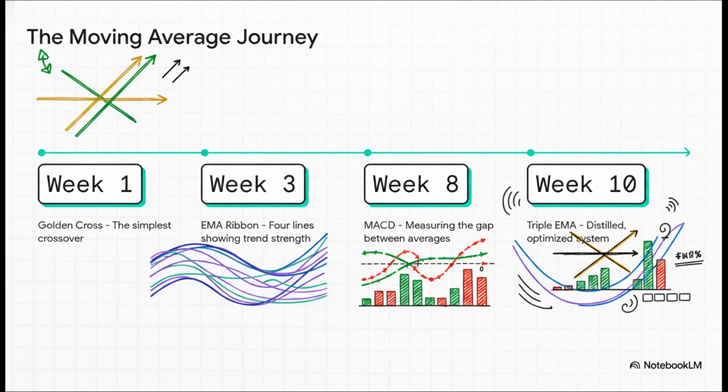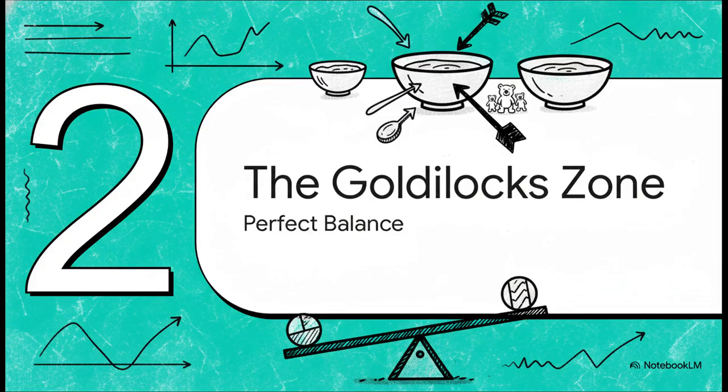Now, the Triple EMA cross takes the clean 2-line simplicity of the Golden Cross, the rich multi-line context of the EMA ribbon, and the pure momentum confirmation of the MACD, and distills the whole shebang into one optimized system. Moving right along to Part 2, the Goldilocks zone. In technical analysis, finding an indicator that isn't too simple but isn't overly complex is basically the holy grail.